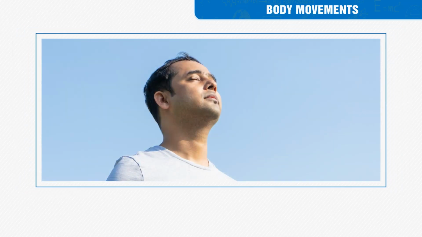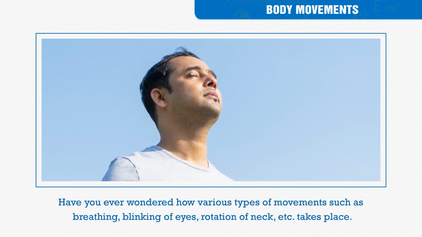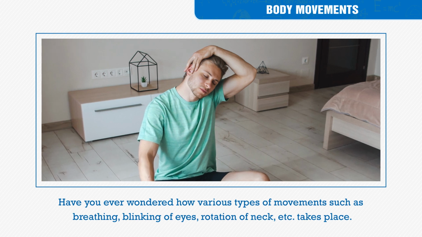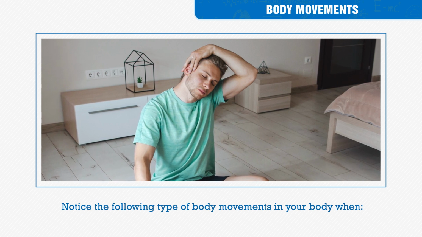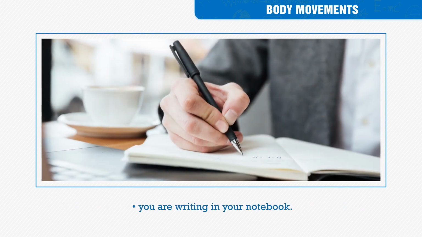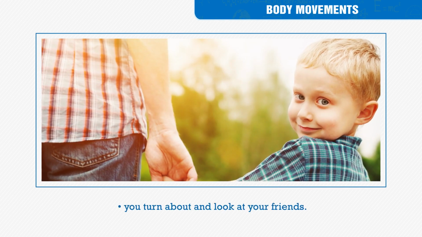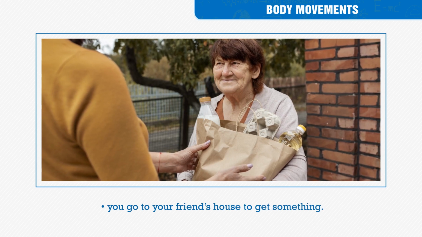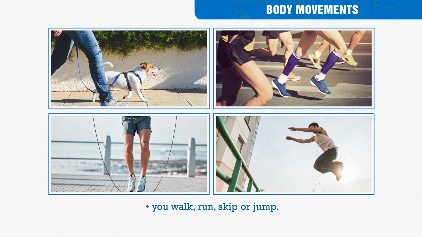Body movements. Have you ever wondered how various types of movements such as breathing, blinking of eyes, rotation of neck, etc. takes place? Notice the following type of body movements in your body when you are writing in your notebook, you turn about and look at your friends, you go to your friend's house to get something, you walk, run, skip, or jump.